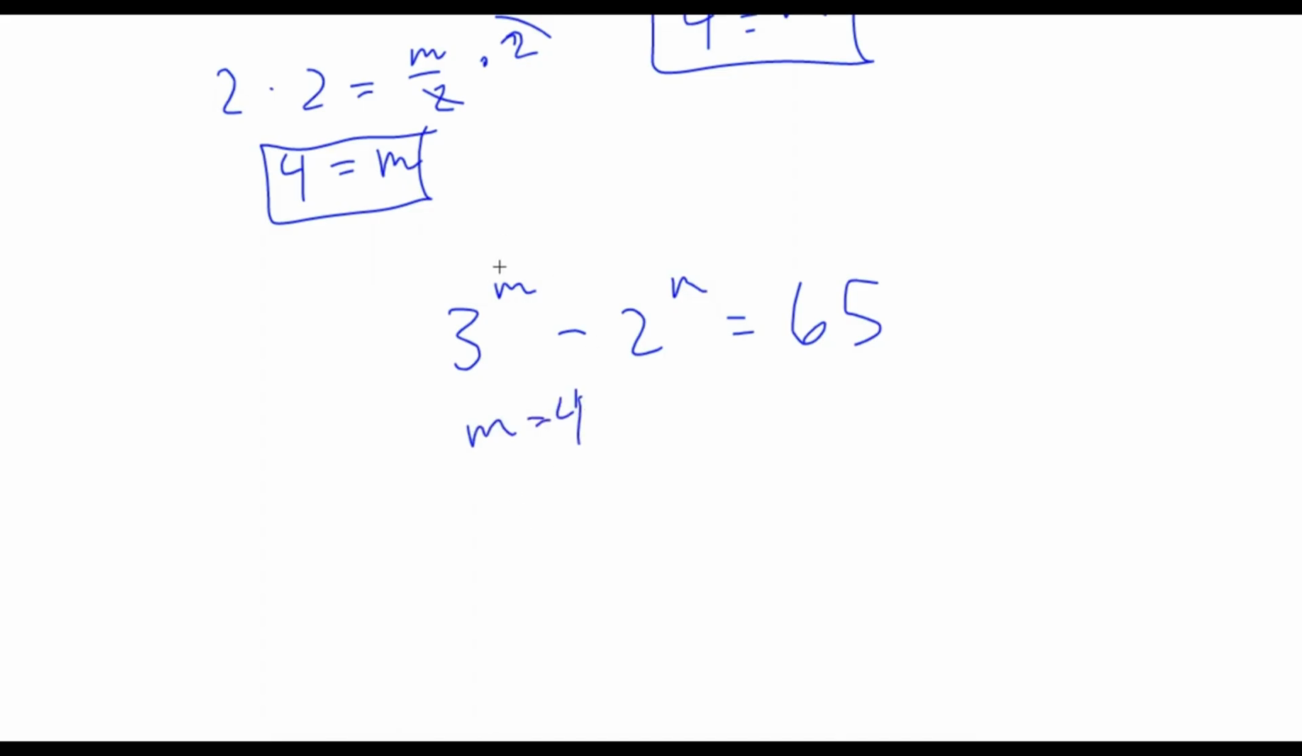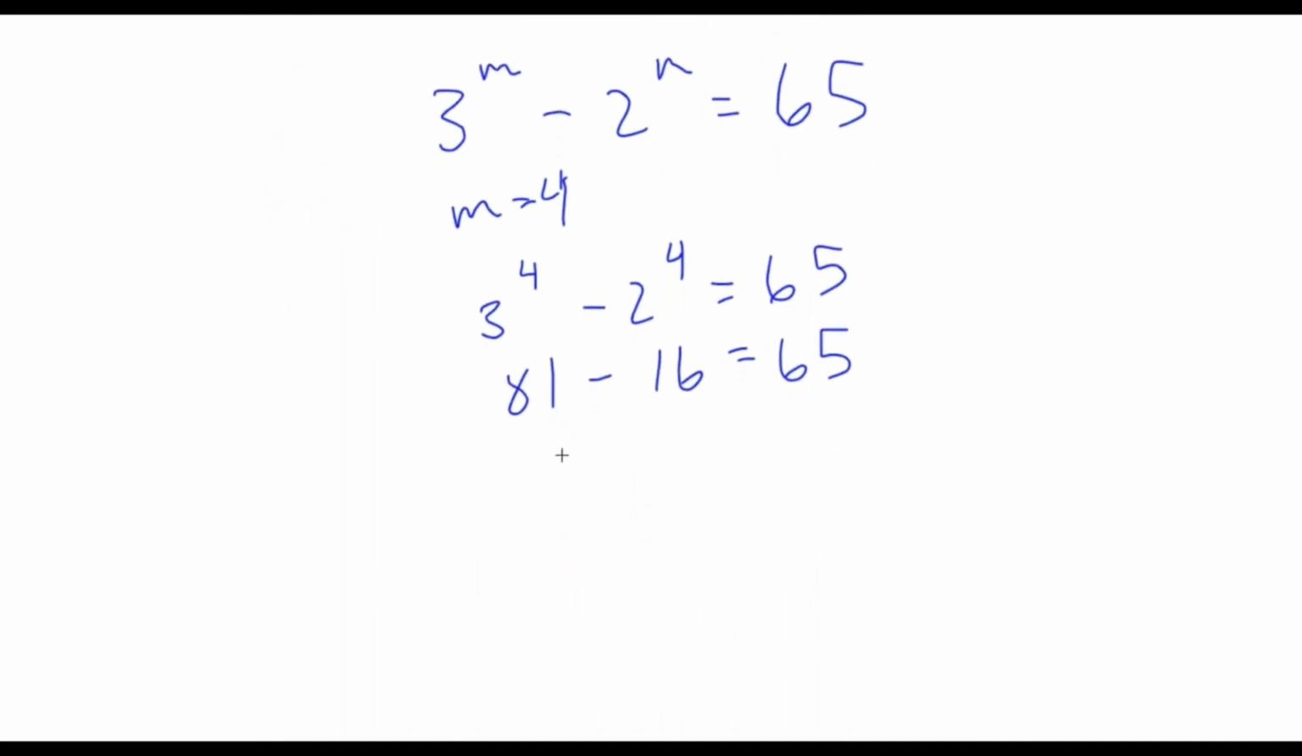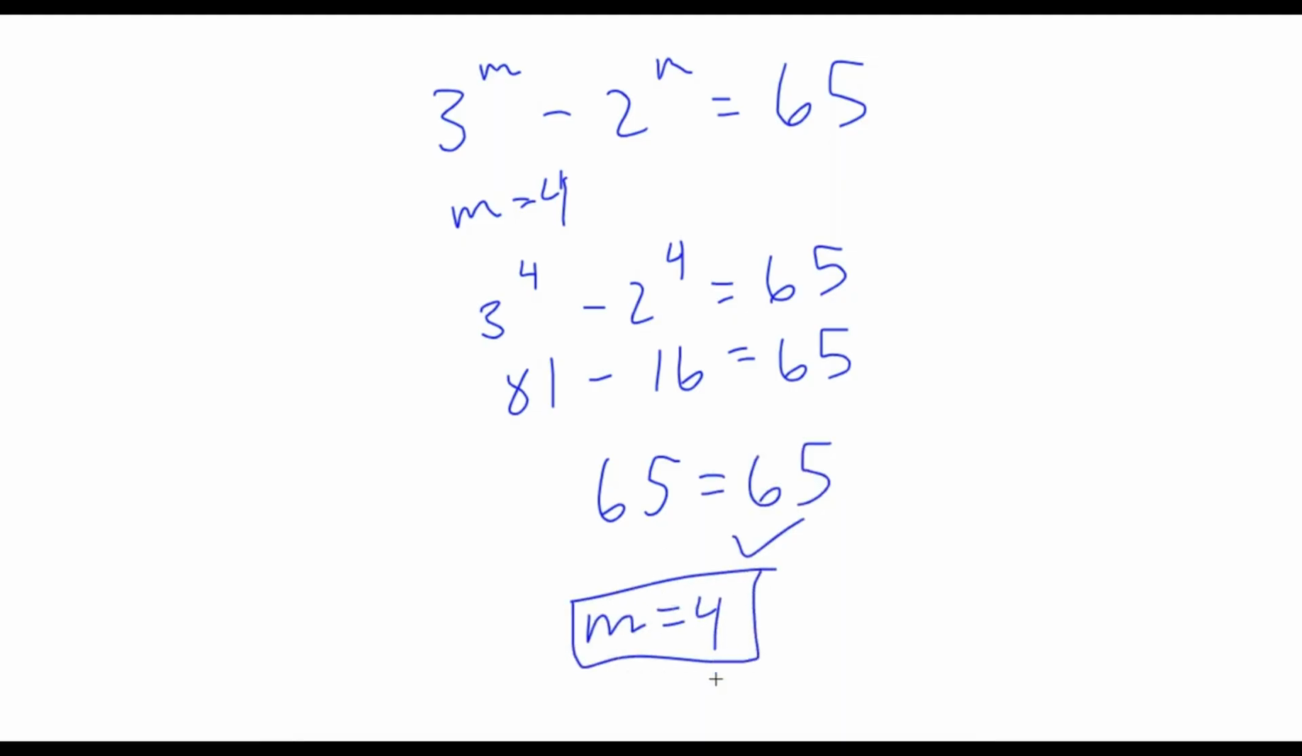So if I plug in 4 for m, I get 3 to the power of 4 minus 2 to the power of 4 is equal to 65. 3 to the power of 4 is 81, minus 2 to the power of 4 is 16. So this is equal to 65, and 81 minus 16 is 65. So if 65 is equal to 65 because it is right, we know that m is equal to 4 is right as well.